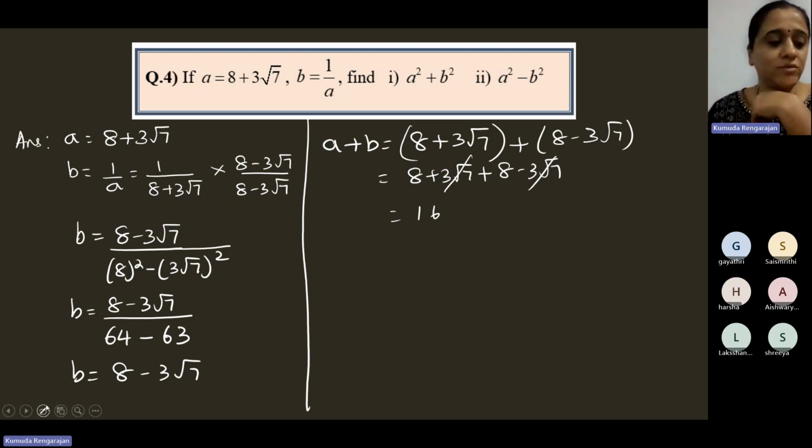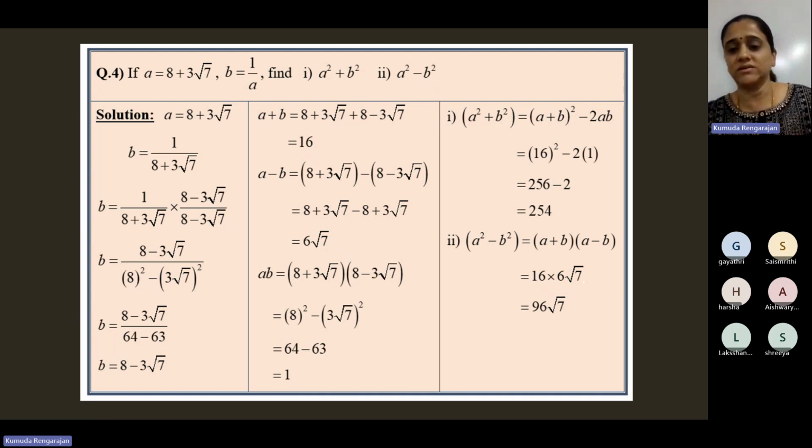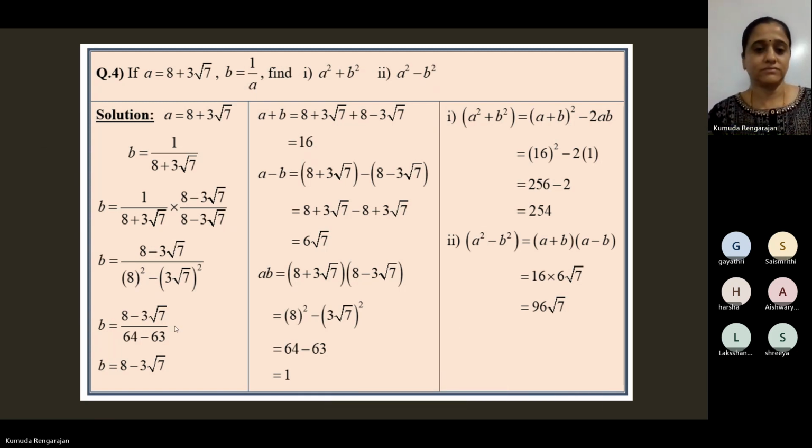Since I'm not getting responses, I assume that you have not practiced, you're not ready for the test. So see the answer here. Please take the help of the slide and complete it. Listen to me first. So A is 8 plus 3 root 7. The denominator is rational because the denominator is 1. It is rational. So it's good.